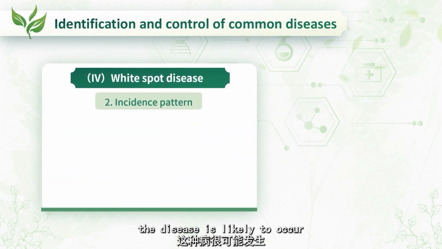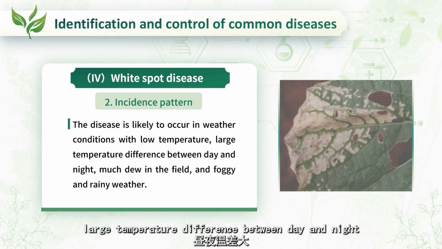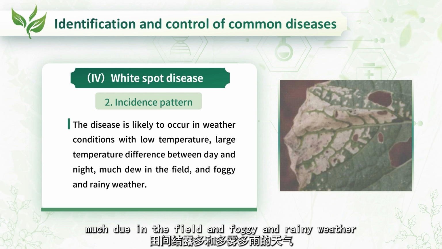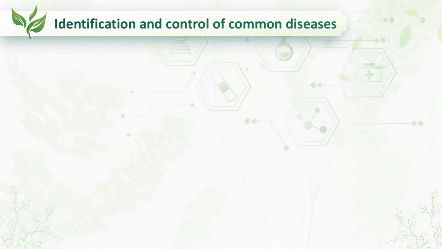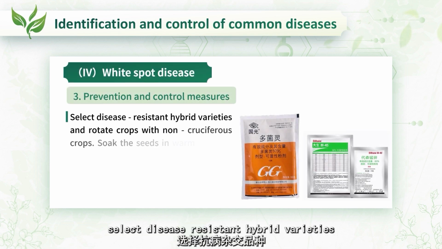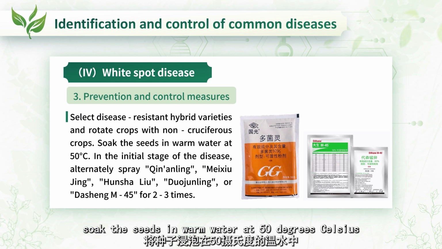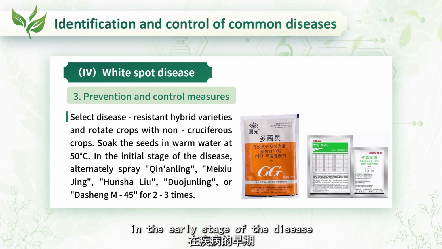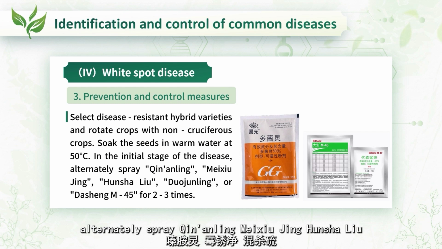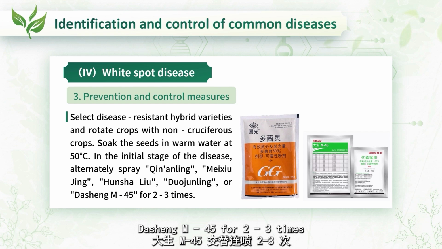The disease is likely to occur in conditions of low temperature, large temperature difference between day and night, much dew in the field, and foggy and rainy weather. 3. Prevention and control measures. Select disease resistant hybrid varieties. Rotate crops with non-cruciferous crops. Soak the seeds in warm water at 50 degrees Celsius. In the early stage of the disease, tridimorph, myclobutanol, thiosulfan, carbendazim, Dazen M45 can be sprayed alternately 2-3 times.